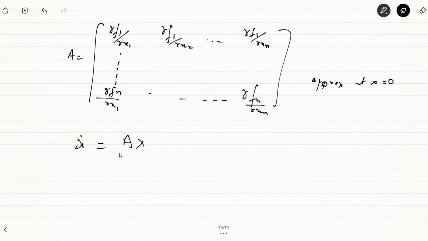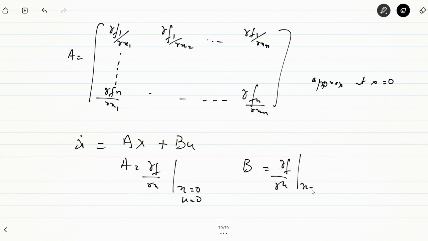Fine. So for a non-autonomous system, as we have seen, x dot will be equal to Ax plus Bu, where A will be given by delta f divided by delta x at x equal to 0 and u equal to 0, and B will be given by delta f divided by delta u for x equal to 0, u equal to 0. Whereas for an autonomous system, this will simply be x dot equal to Ax. Fine. So this gives us the linear approximate of our system.